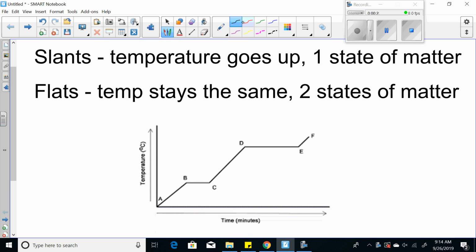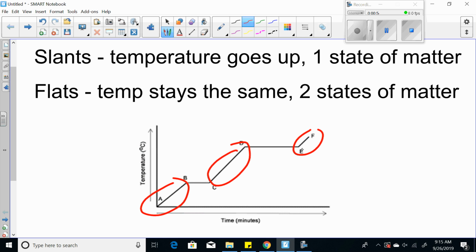Let me change the color. I have a slant right here, a slant right here, and one right here. So this is a solid. We know that at a low temperature, we've got a solid, like ice. If I were heating it, that would be what's going on here. Here, I only have one state of matter, so this is a liquid, like water. If I put it onto a stove to heat it, that's what would be going on right here. This would be steam, and if I was heating it, that's what would be going on right there.